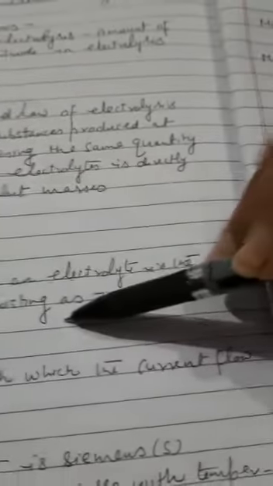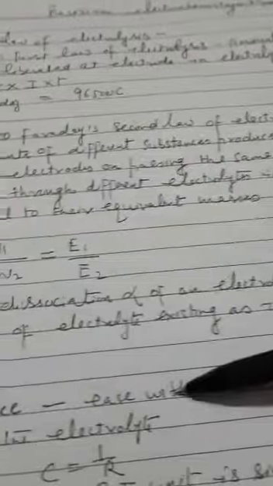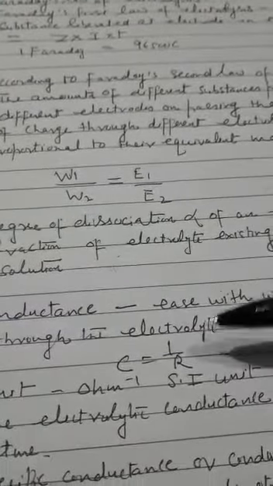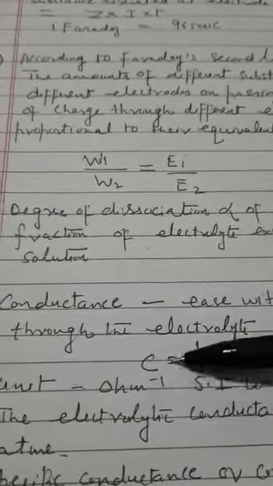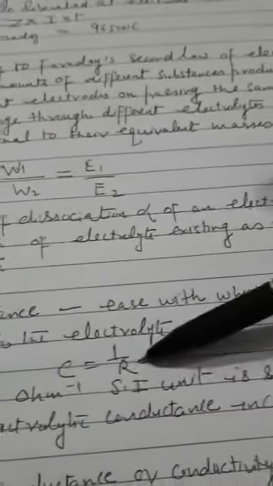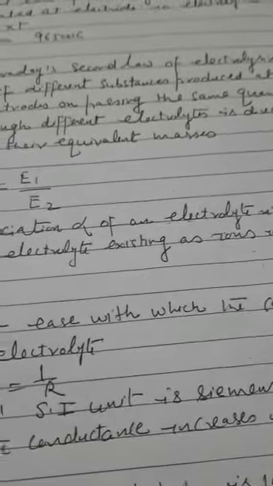Now there is a conductance, the ease with which the current flows through the electrolyte. It is denoted by C. It is equal to 1 upon R, where R is the resistance. The unit of it is ohm inverse and the SI unit is Siemens. The electrolytic conductance increases with the increase in temperature.